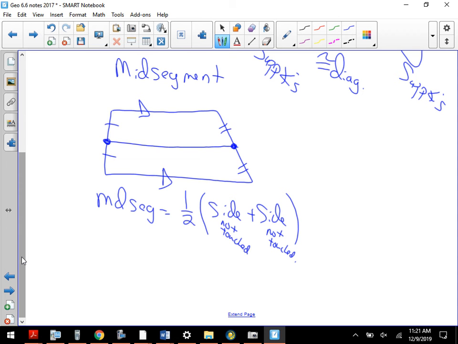So just like, what was it? 2 weeks ago when we did this, we wrote it two different ways. We said the mid-segment was equal to half the sum of the two sides. Or we would say that we would double the mid-segment to equal the sum of the two sides. Okay. It can go either way.